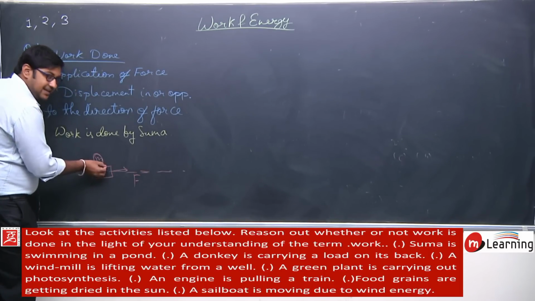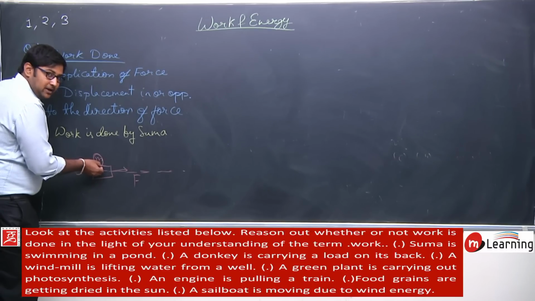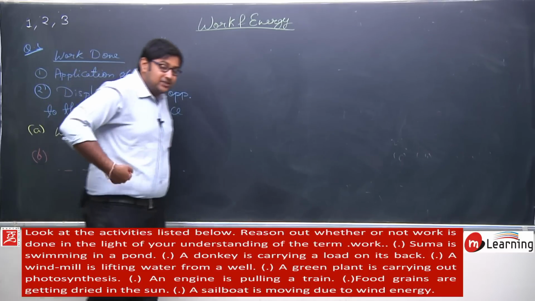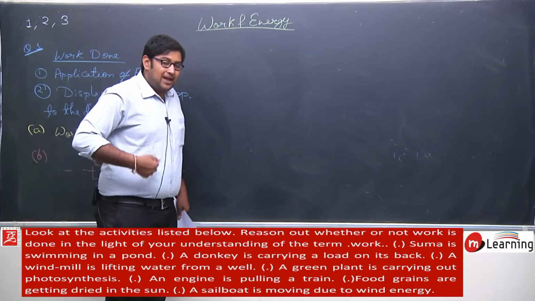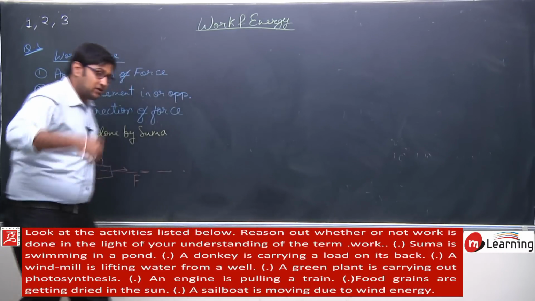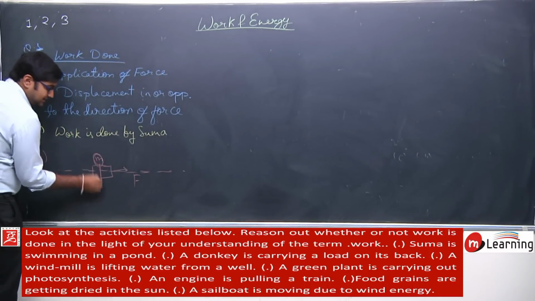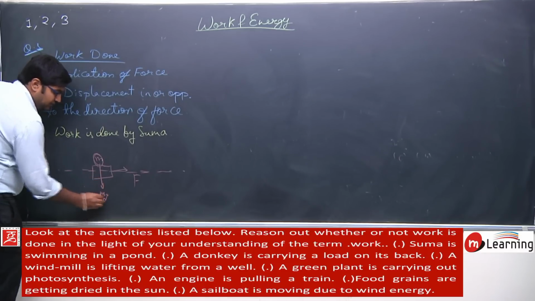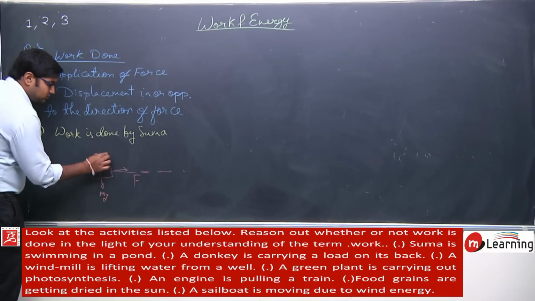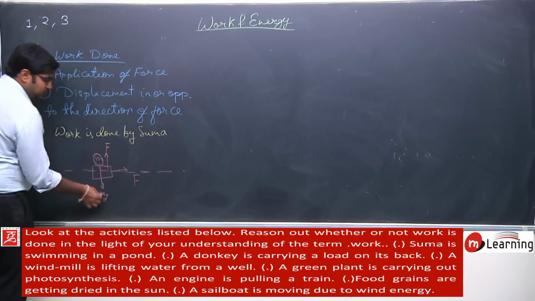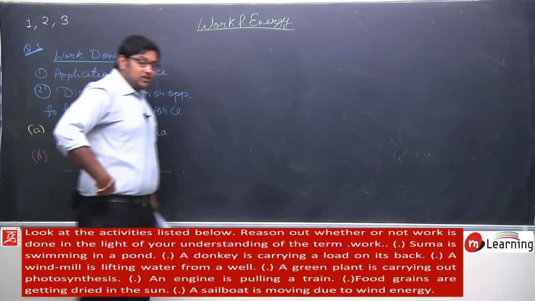But since he is carrying the mass on his back, to keep on carrying the mass, the donkey has to apply a force in the upward direction, because the mass has a force of mg in the downward direction. So definitely the donkey has to apply a force F, which equals mg, to keep on carrying the mass.